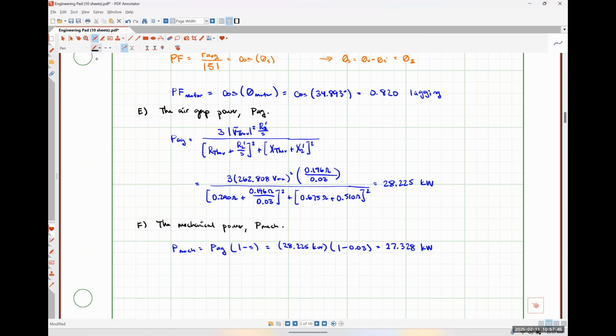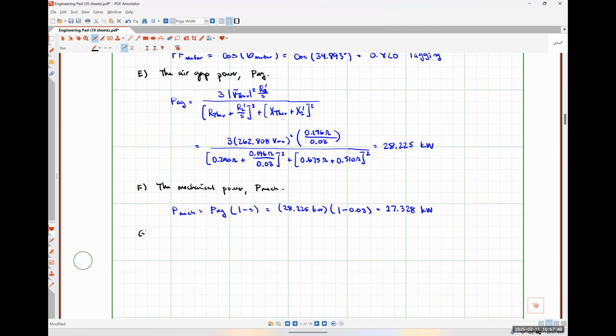Now, let's find the output power delivered to our shaft.